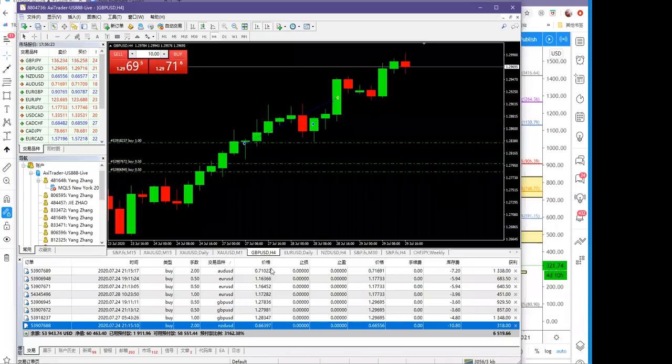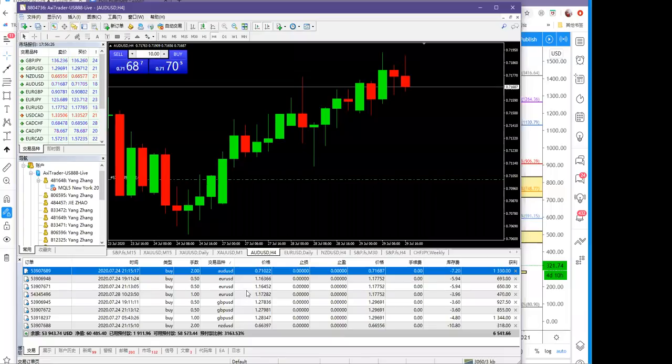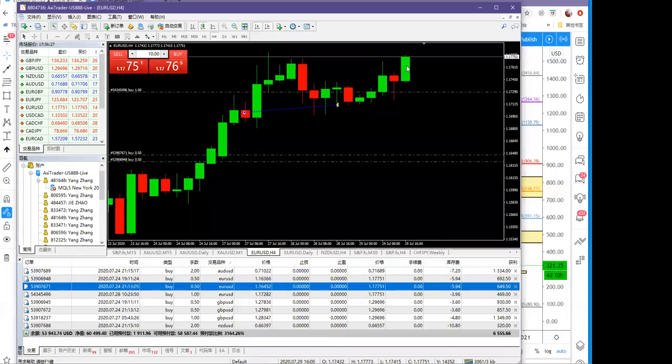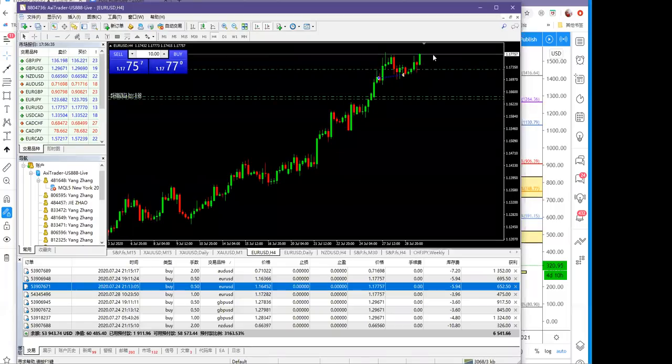You can see the Aussie is doing well, the Euro is doing well. The Euro just breaks up. Probably I'm just going to add another position, or let's see whether it can go to 1.22. So this is how you manage to participate in a trending market.